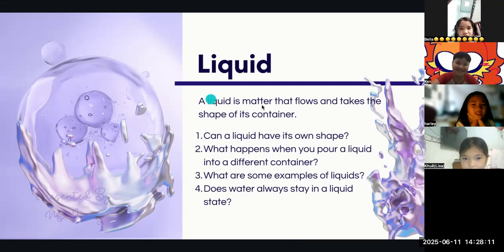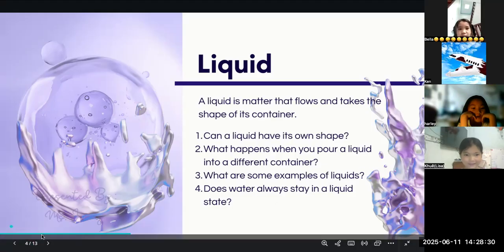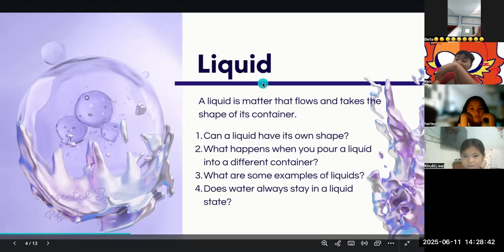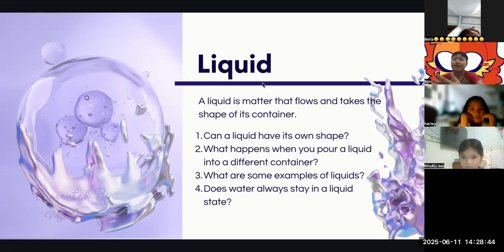Boba tea. Okay, so the last question of this vocabulary is, does water stay in a liquid state? Hardly. No. Yes, you are right, Harley.